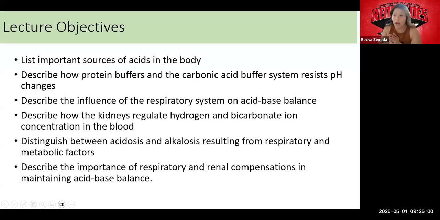Okay. So for Fluid Balance 2, we are going to list the important sources of acids in the body, describe how protein buffers and the carbonic acid buffer system resist pH changes. We are going to describe the influence of the respiratory system on acid-base balance, describe how the kidneys regulate hydrogen and bicarbonate ion concentration in the blood, distinguish between acidosis and alkalosis resulting from respiratory and metabolic factors, and then describe the importance of respiratory and renal compensations in maintaining acid-base balance.